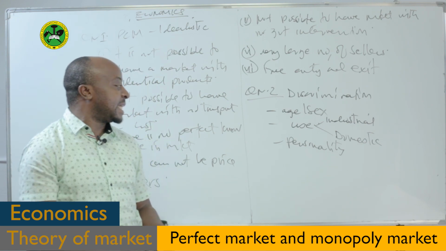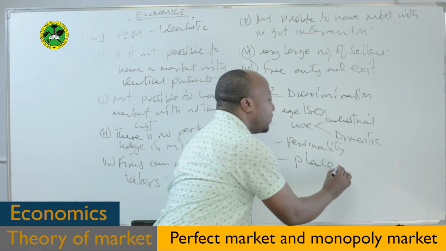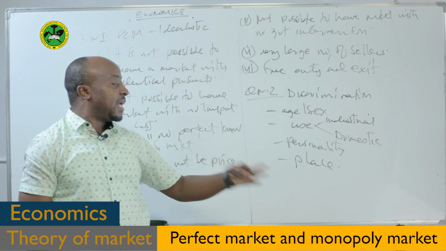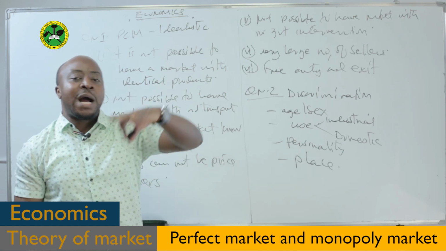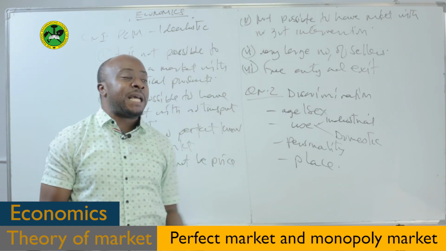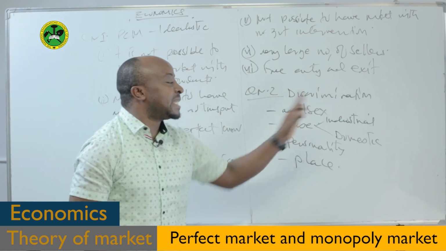So charge different prices. But also you can charge different prices according to place. Say the same good is sold in 2 locations, the one in Kibaha, the other in Ubungo. In Ubungo you charge one price, in Kibaha you charge another price. So these are some of the ways or forms of price discrimination.